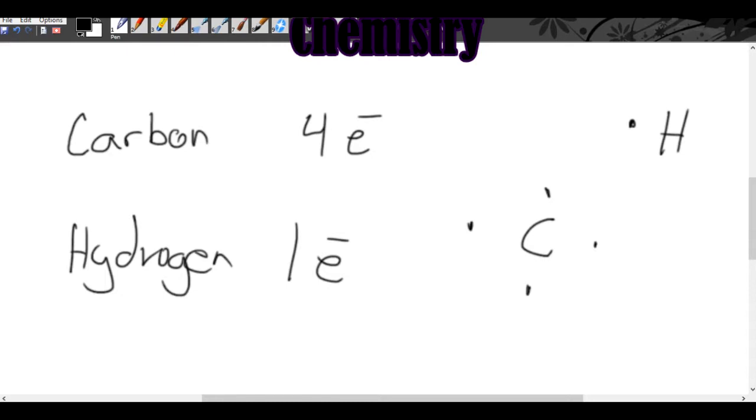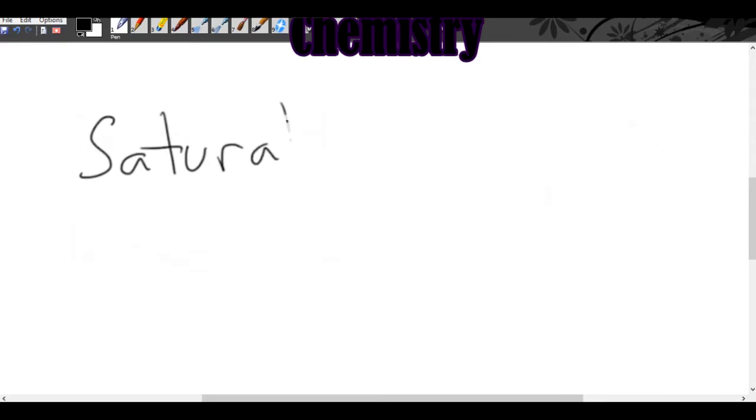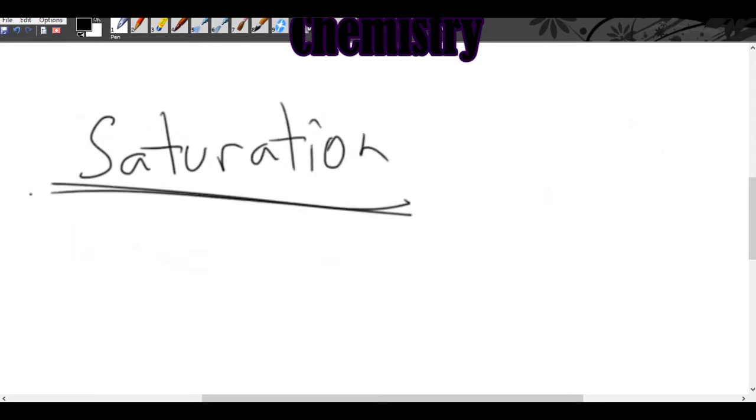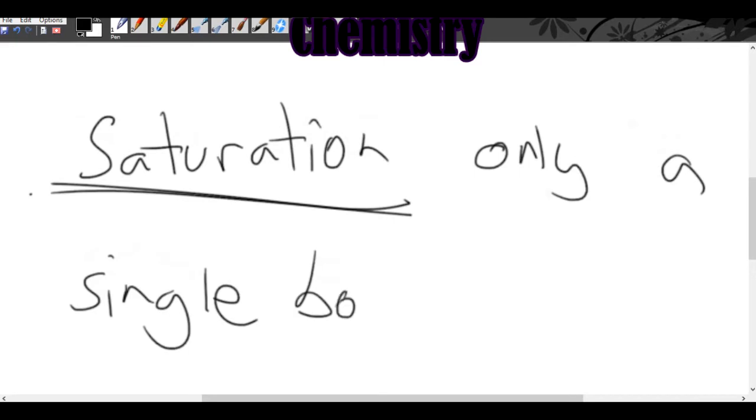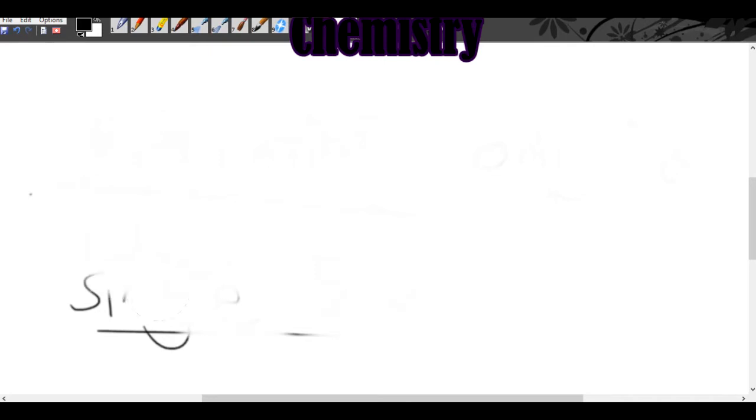And we've also come up with this term called saturation and unsaturation. Now, a saturated molecule is a molecule that consists of only single bonds. Meaning that if you find a particular molecule that has a double or a triple bond, it can be classified as unsaturated.